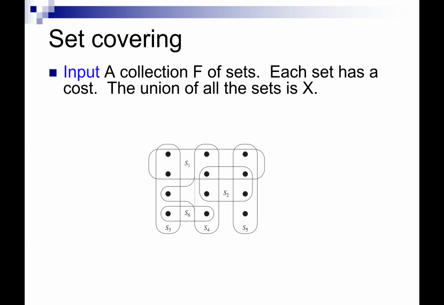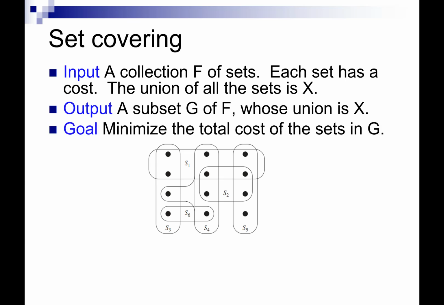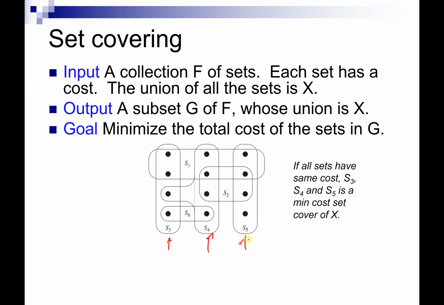We're going to call these points X. Now we want to pick a subset G of these sets whose union is equal to X, and our goal is to minimize the total cost of the sets in G. For example, if all of these sets have the same cost, then if we pick S3, 4, and 5, we can cover all of these points.